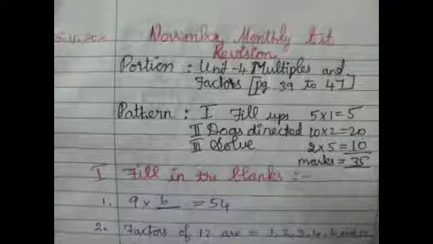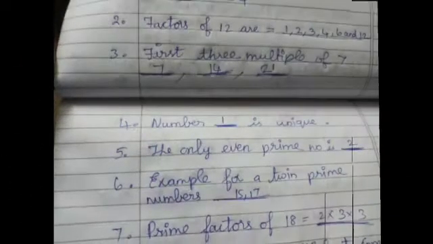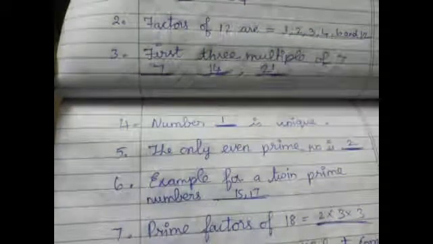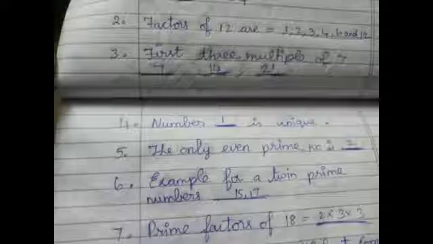Next, second question, factors of 12 are. So in which tables does the number 12 come, we have to find. Those are the factors. So it will come in the 1 table, 2 table, 3 table, 4 table, 6 table, and the 12 table. Third question is write the first 3 multiples, or first 5 multiples. Similarly, they will give such questions. Here we have 3 multiples of 7. So 7 table, 7 ones are 7, 7 twos are 14, 7 threes are 21.